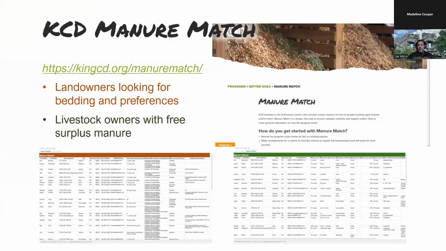At the KCD, we house a program called Manure Match. And this is a way that we connect people that have manure or compost with people that might want it. And so it's on our website, and we have farms that have stockpiles of compost and manure in various states. Some of it's fresh, some of it's composted, some of it does have a lot of organic matter, some of it has a little, but we just kind of host the site.